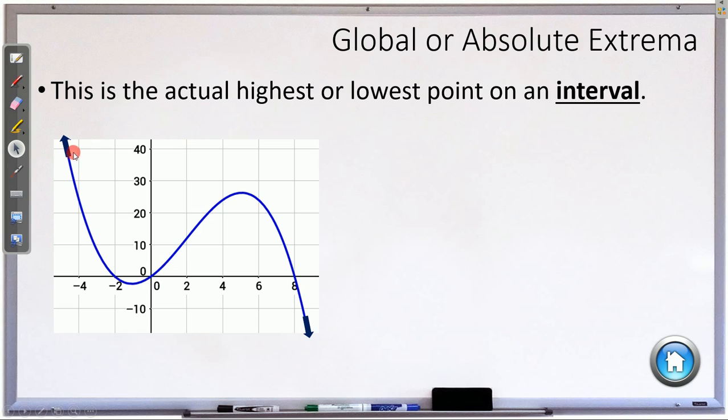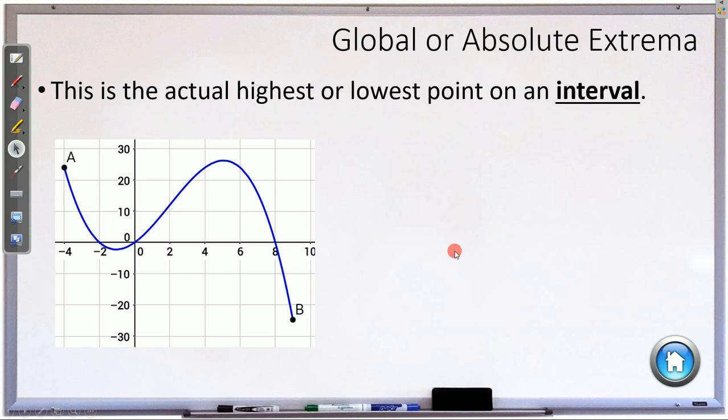So you can see how this graph goes up forever and it goes down forever. So we can't really find the actual highest or lowest point that goes on forever, unless we truncate this graph and give it endpoints and say it only goes from -4 to about +9. And if we stop it there at the endpoints, then we can find the actual maximum and the actual minimum if we cap it off at certain places. That is what's called the global or absolute extreme value or extrema.